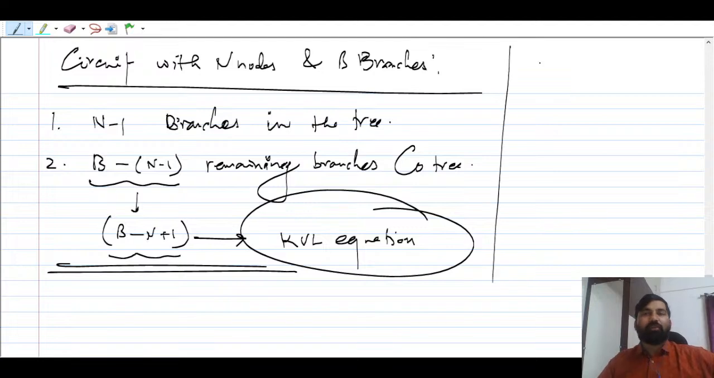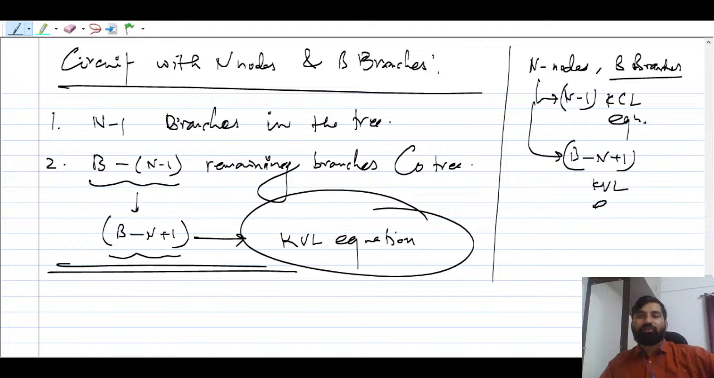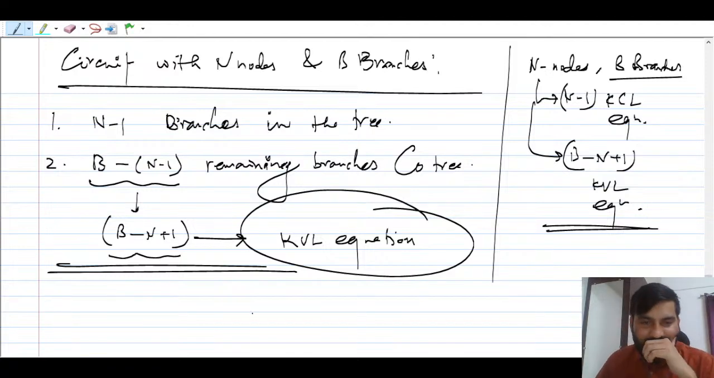Suppose there are n nodes. How many KCL equations do you need? N minus 1 KCL equations. And if there are B branches in the circuit, how many KVL equations do you need? B minus n plus 1 KVL equations. So whenever a circuit is given, you can decide whether you have to write more KCL equations or KVL equations.